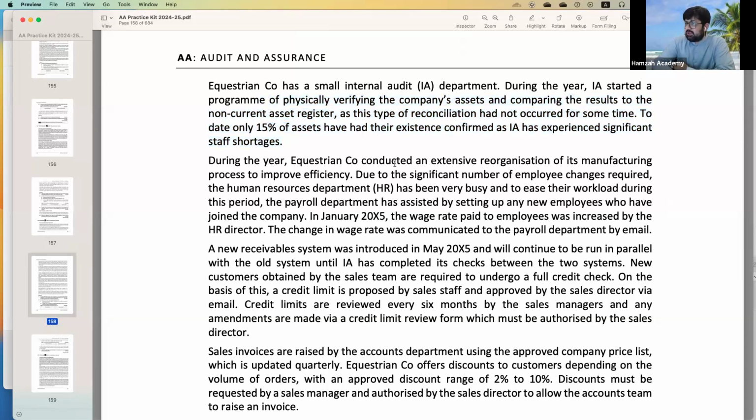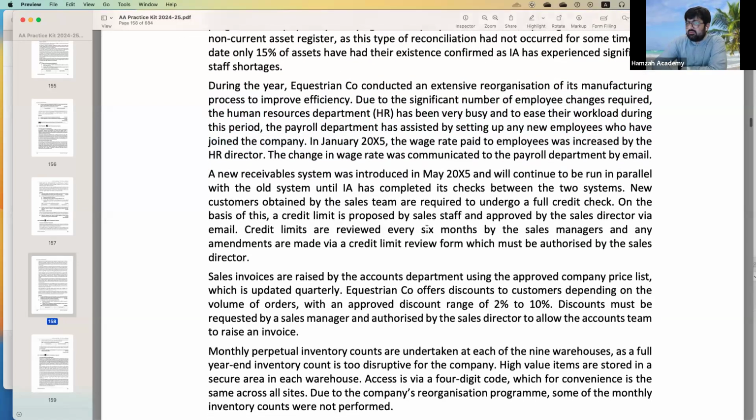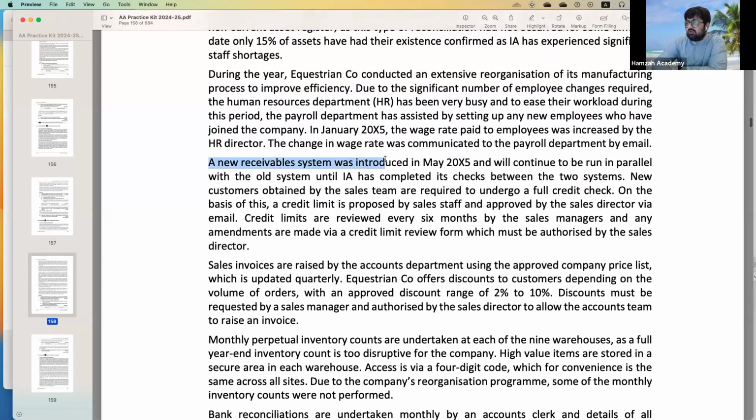During the year, E company conducted an extensive reorganization of its manufacturing process to improve efficiency, due to a significant number of employee changes required. Again, it is a weakness. Again, these are weaknesses. Now, a new receivables system was introduced in May 20x5 and will continue to be run in parallel with the old system until internal audit has completed its checks between the two systems. Very good.